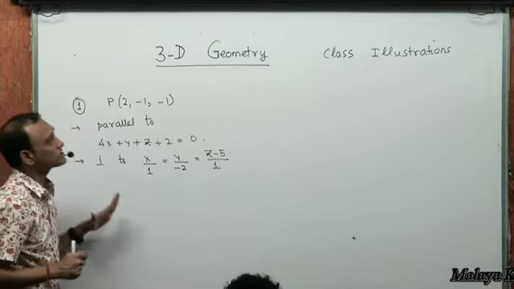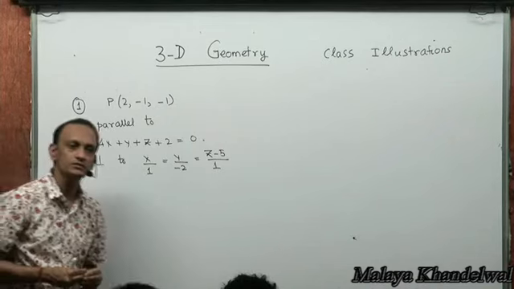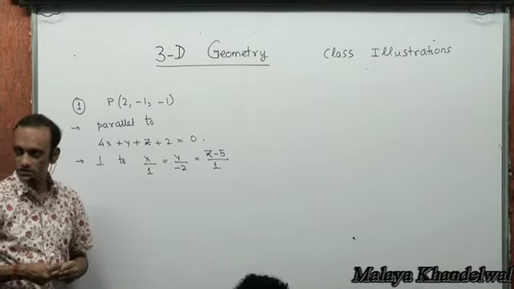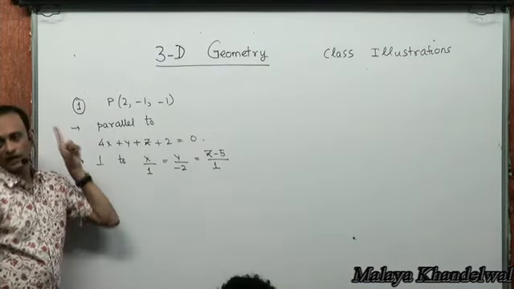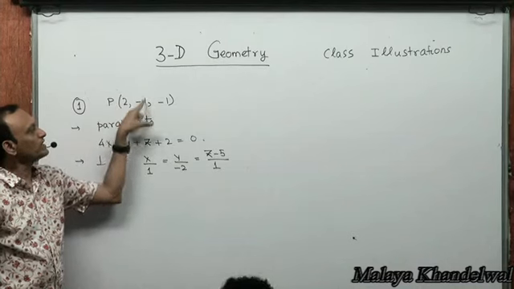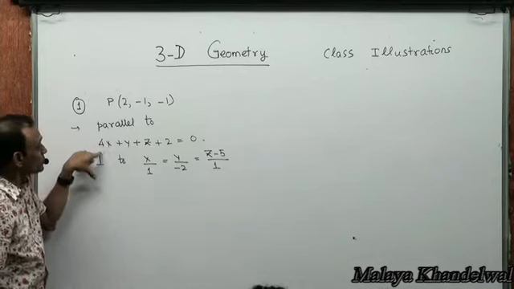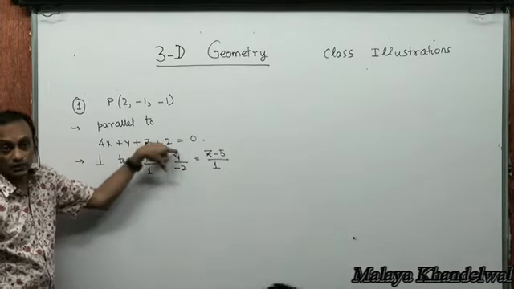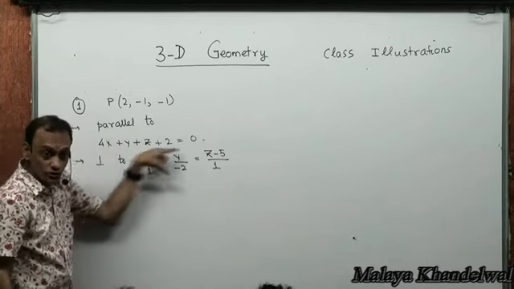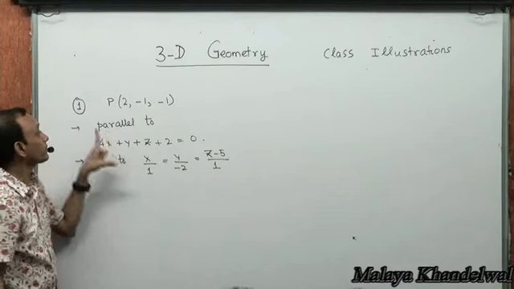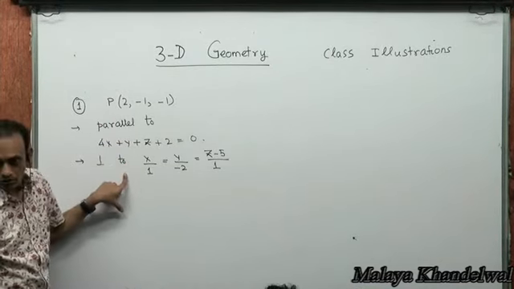Problems. On this sheet titled 3D Geometry Class Illustrations, we have direct applications of basic rudiments that we've learnt in 3D geometry. This time we are trying to find the equation of a line that passes through (2, -1, -1), and that line should be parallel to this plane and perpendicular to this line.